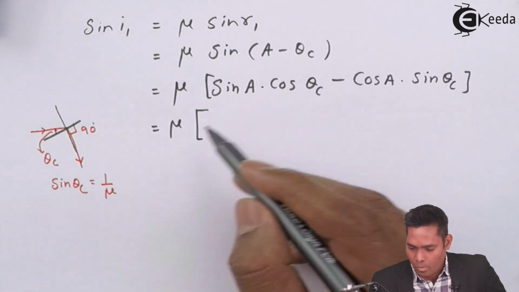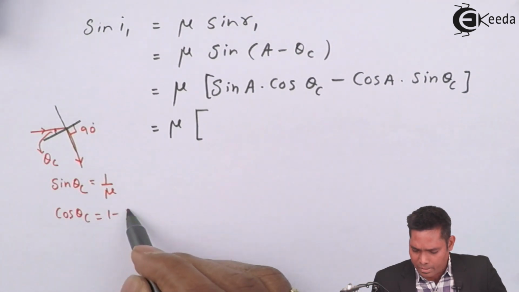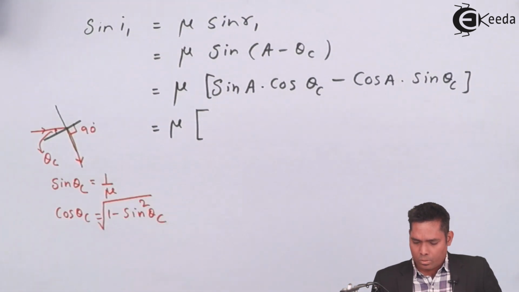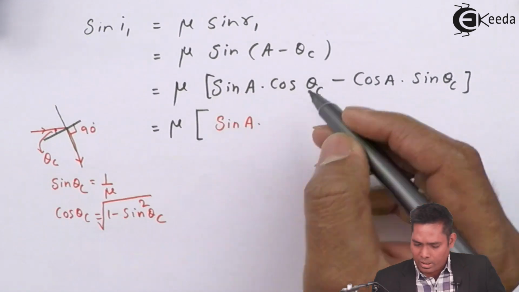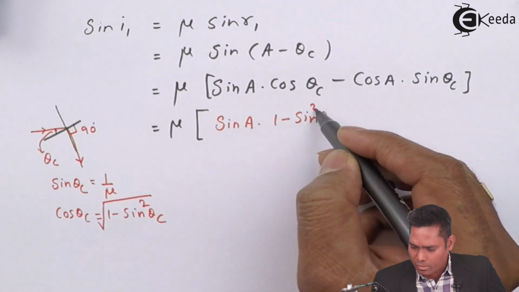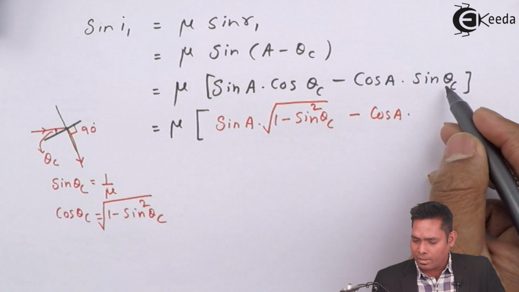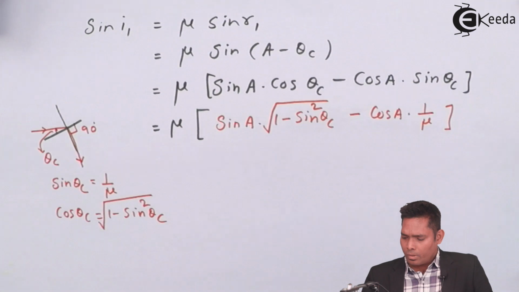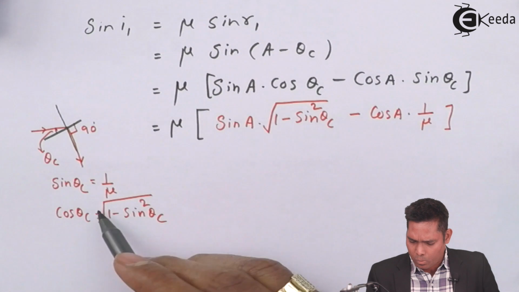I can write 1 by mu. But what about cos theta c? Because cos theta c is the root of 1 minus sine square theta c. So in place of sine theta c, I will write 1 by mu. Cos theta c is this: 1 minus sine square theta c under root, minus cos of A, and sine theta c is 1 by mu. And again, I will write sine theta c as 1 by mu here.